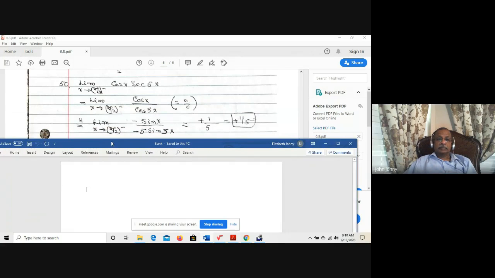Then, as x approaches pi over 2 minus, you are using L'Hopital's rule. Numerator: minus sin x, denominator: minus 5 sin 5x. Substitute x equal to pi over 2. You get minus sin pi over 2, which is 1, in the numerator. Denominator: minus sin 5 pi over 2. That also is 1. And so negative 5 times 1. So the final answer is 1 over 5.